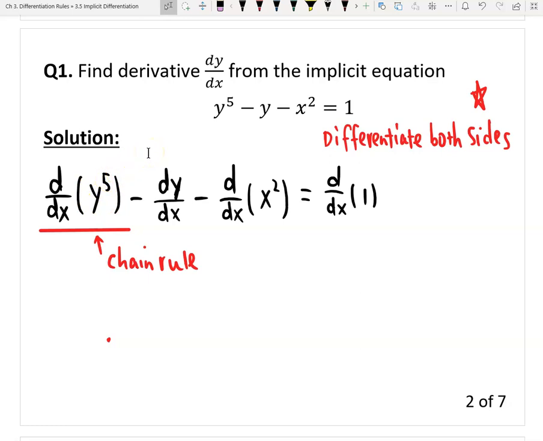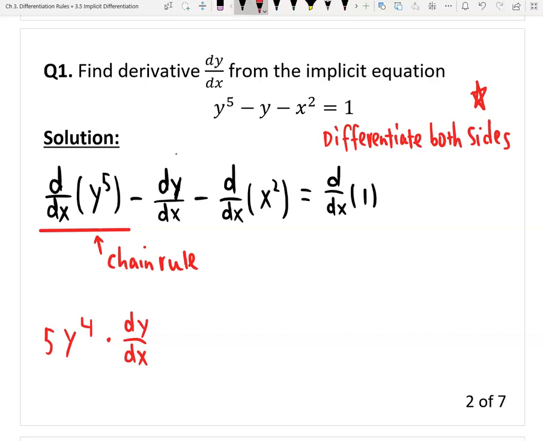It's a power function, right? Taking the derivative of a power function is easy. What is it? It's 5 times y raised to the fourth power. This is the derivative of the outer. What is the derivative of the inner? The inner is just y, or u equals y. So you directly take the derivative of y with respect to x, which is dy/dx. See, that's the chain rule we used.